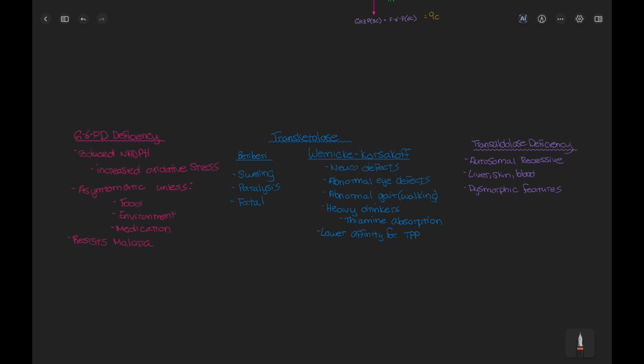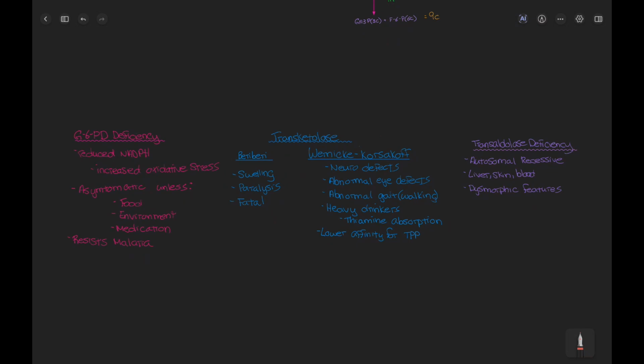Beriberi can lead to swelling as a result of accumulating body fluids, paralysis, and can even be fatal if left untreated. While Wernicke-Korsakoff syndrome causes issues with voluntary movements, and this can include abnormal eye movements, walking difficulties, and neurological defects. This is more common in heavy drinkers because heavy drinking interferes with the absorption of thiamine in the intestine. A mutation in the transketolase enzyme results in a lowered affinity for TPP, making these individuals much more susceptible with worse symptoms.